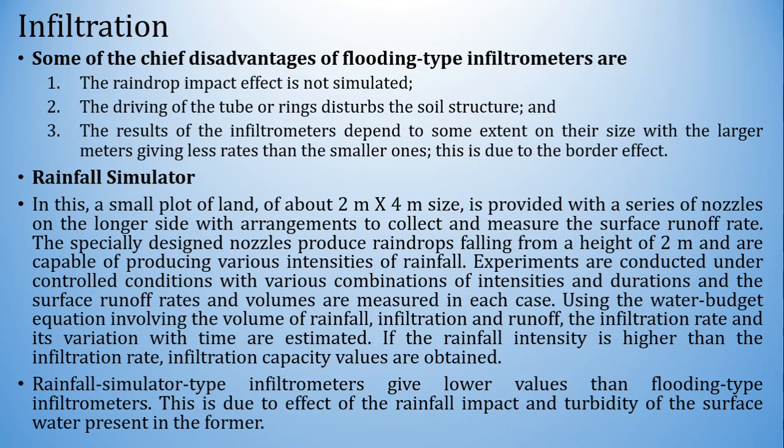Using the water budget equation involving the volume of rainfall, infiltration, and runoff, the infiltration rate and its variation with time are estimated. If the rainfall intensity is higher than the infiltration rate, infiltration capacity values are obtained. Rainfall simulator type infiltrometers give lower values than flooding type infiltrometers. This is due to the effect of rainfall impact and turbidity of surface water present in the former.